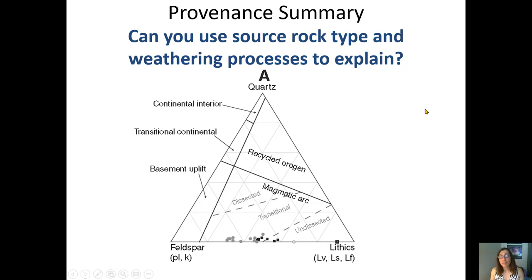So just to recap, we're going to find more quartz in beaches and in desert environments where there's been a lot of physical and chemical weathering, removing all of the other lithics and feldspars to primarily concentrate the quartz.